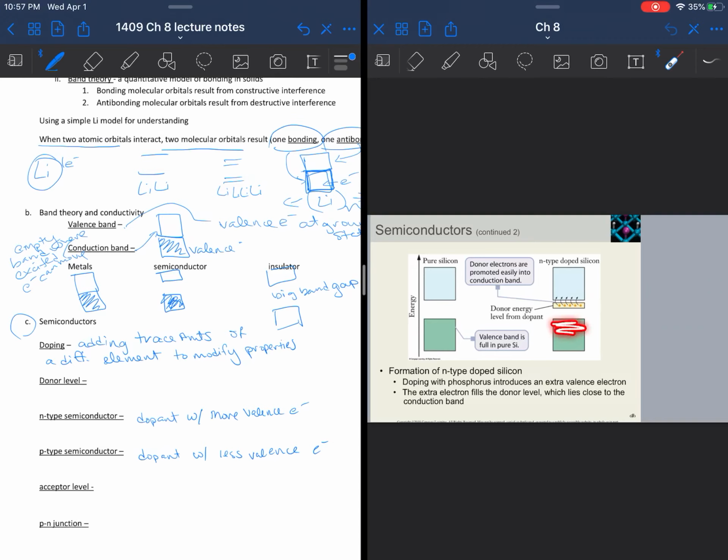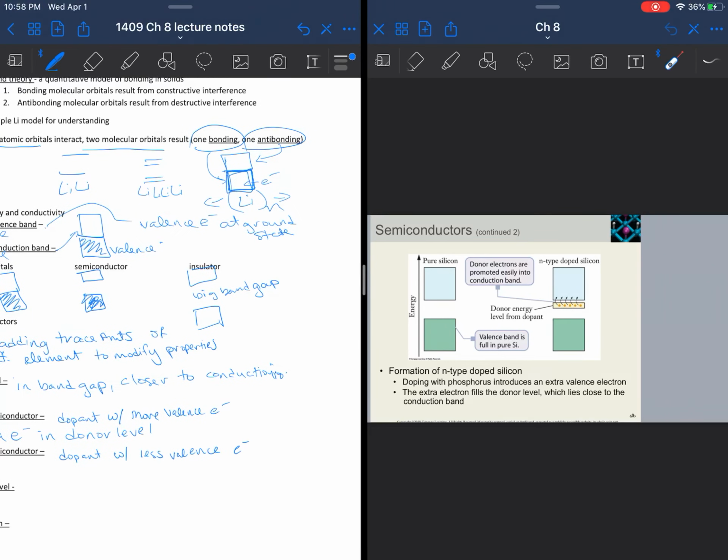Since it's mostly silicon, you are still going to have a very similar setup of your bonding orbitals and your anti-bonding conduction band, but you are going to have a few extra electrons. And those electrons are going to be a little bit higher in energy, and they are going to be present in what is known as a donor level, right? Those extra electrons, all right, so your N-type semiconductor is going to have extra electrons in your donor level. That donor level is going to be in the band gap, right? It's going to be closer in energy to the conduction band.